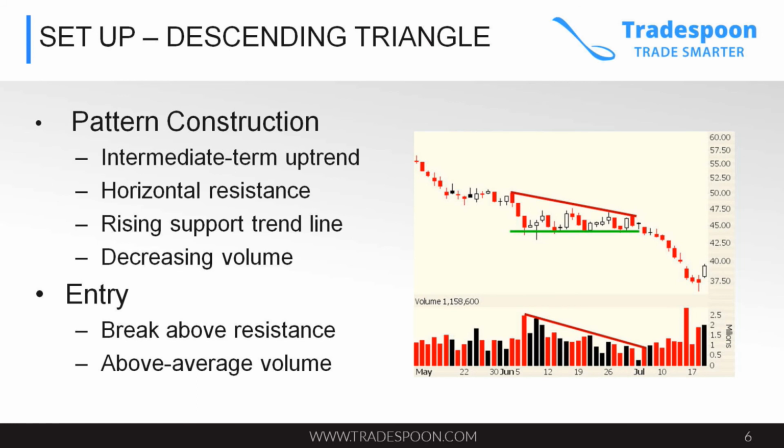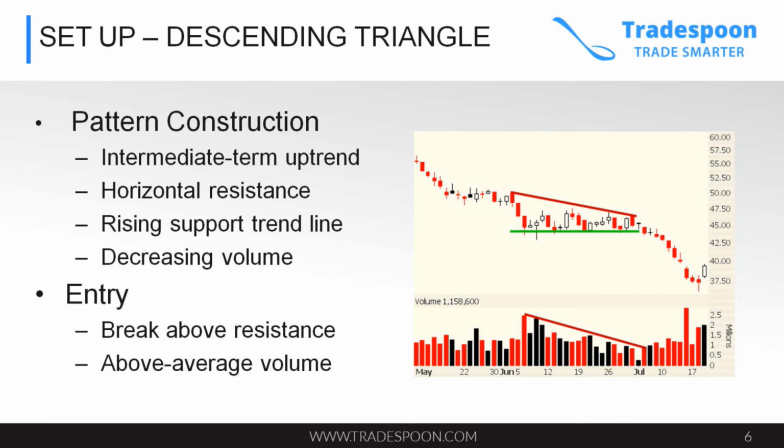A descending triangle is the opposite. If you see bearish sentiment and you see the stock selling off in May, June, and July, you see that the long-term support is the green line, and the overhead resistance is the red line that is slanted down. That means that there are fewer and fewer buyers in the market. And that's why you see a descending triangle.